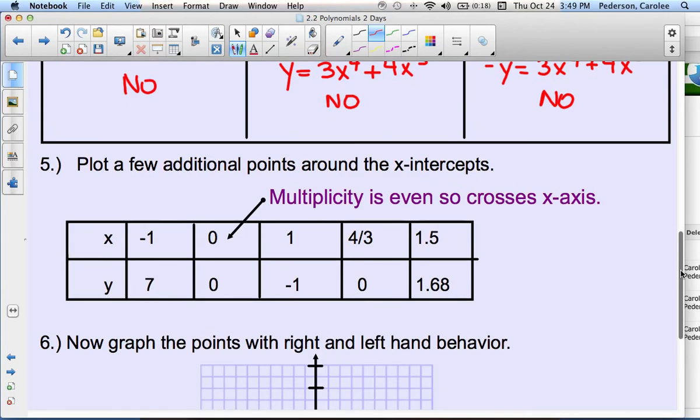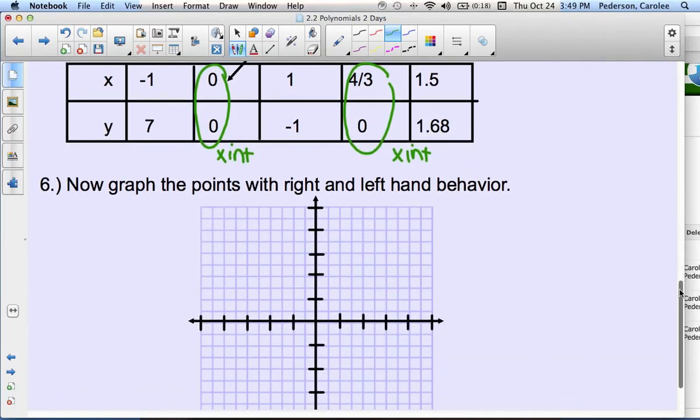I saved us a little bit of time, and I found some additional points already around those intercepts. Here's one of the intercepts on the x-axis. Here's the other x-intercept. What we talked about, it was a repeated zero, and it will cross the x-axis. And then I just went out and found a few more additional points by evaluating the function. Now let's go on and graph those pieces. So let's start with the x-intercepts. The x-intercepts are 0, 0, and 4/3, 0.